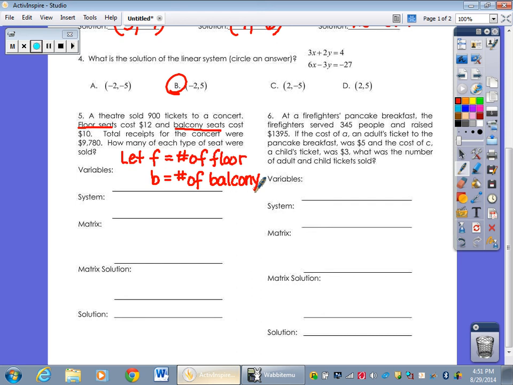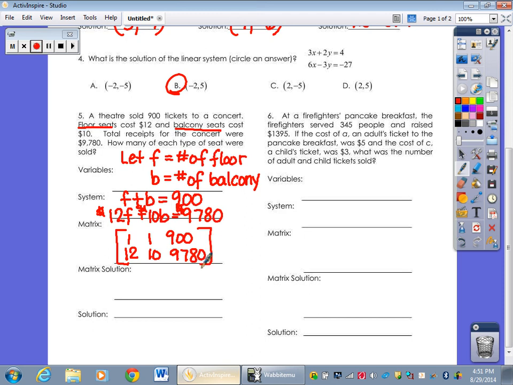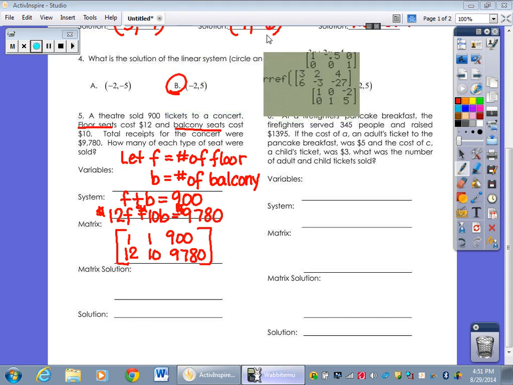Okay, so let's write the system first. If they sold a total of 900 tickets, then that means that F plus B equals a total of 900. And then if each floor seat is $12, we're going to do 12 times F, and each balcony seat is $10, we're going to do 10 times B, for a total of $9,780. Notice that the money went with money, all the money in the same problem. So our matrix is going to be 1, 1, 900. Notice the F, the number in front is a 1, 12, 10, and 9780. So there's our matrix. That's what we want to put in the calculator.